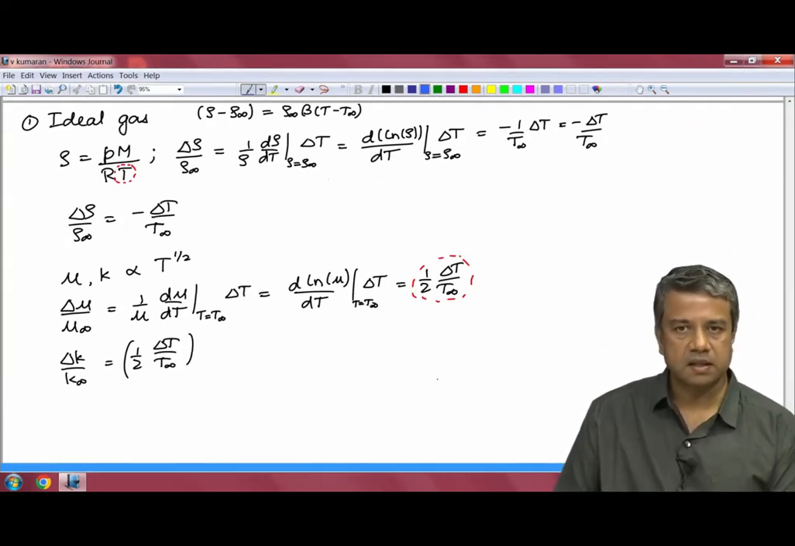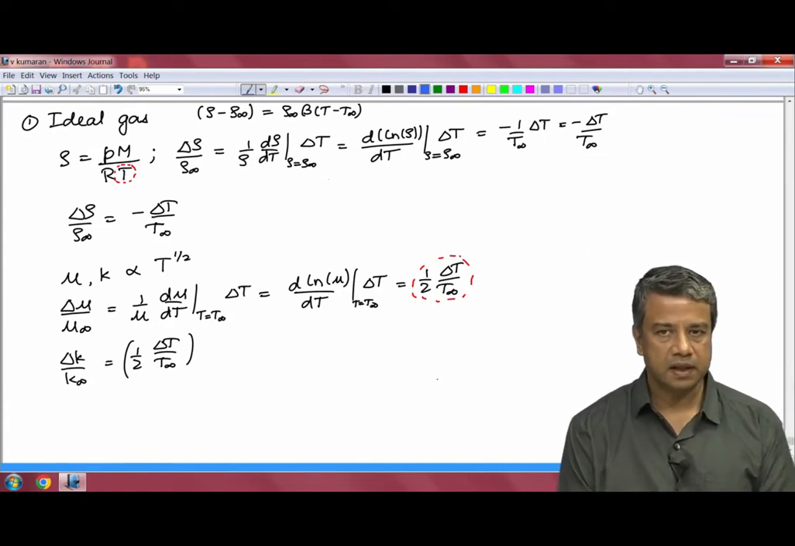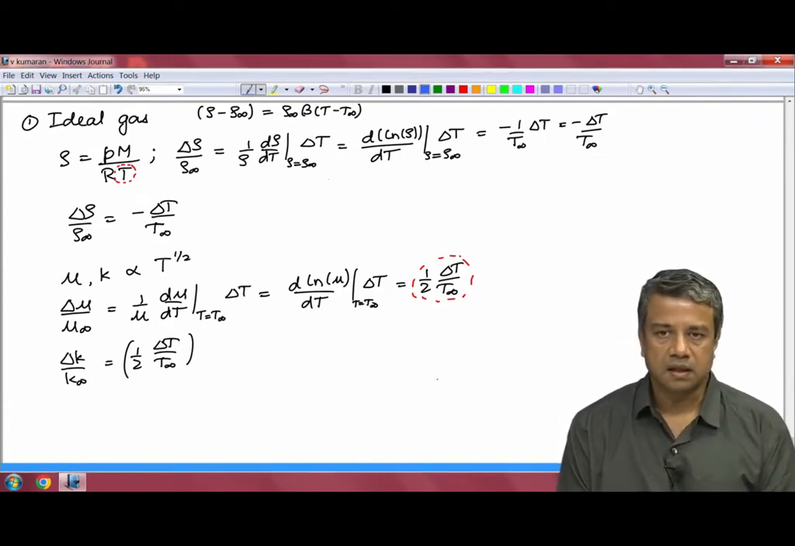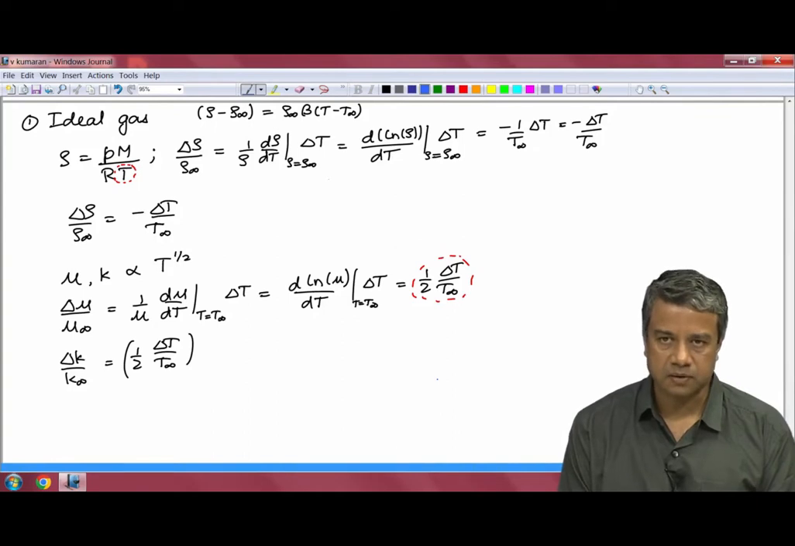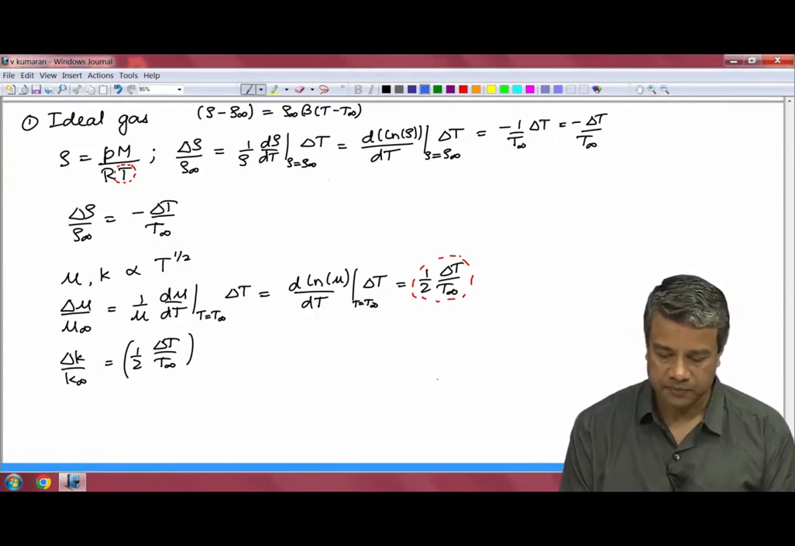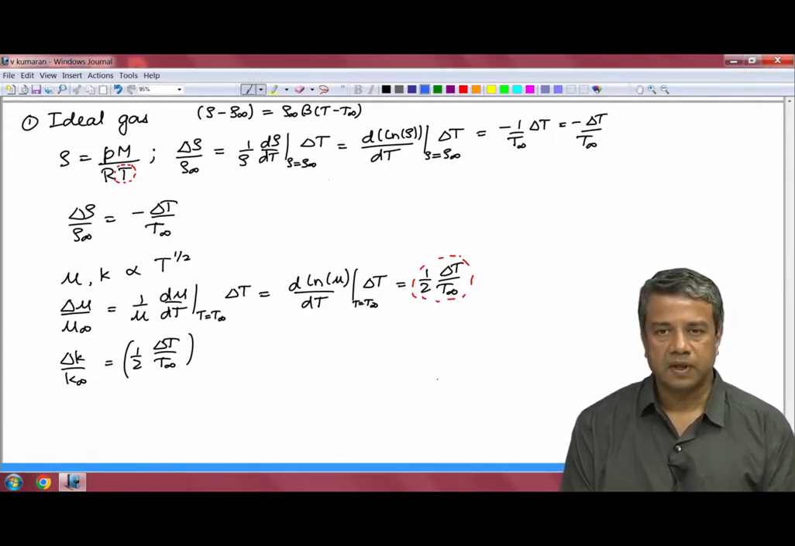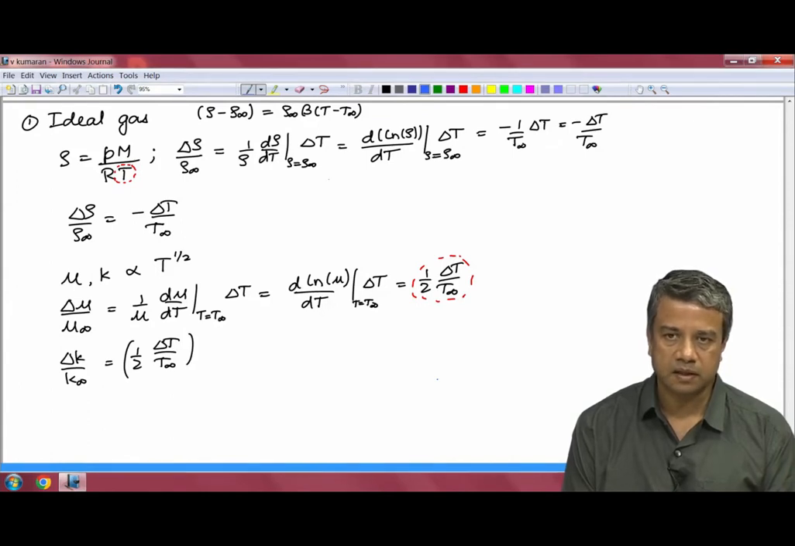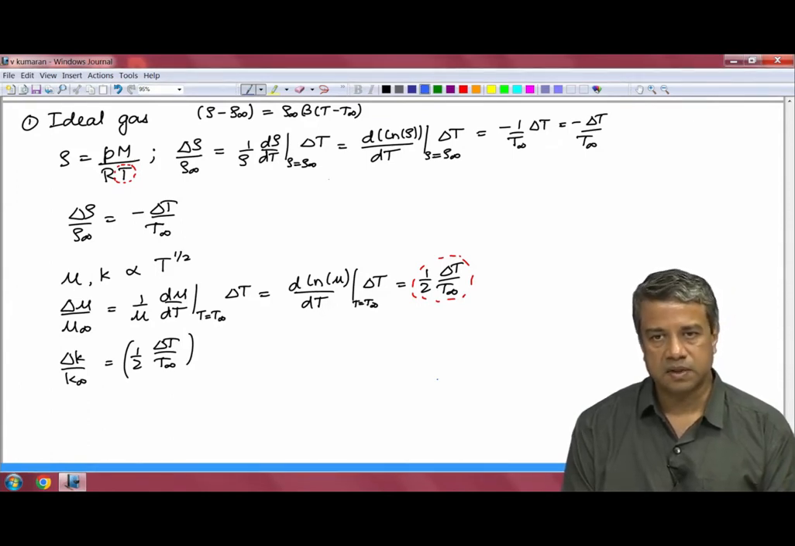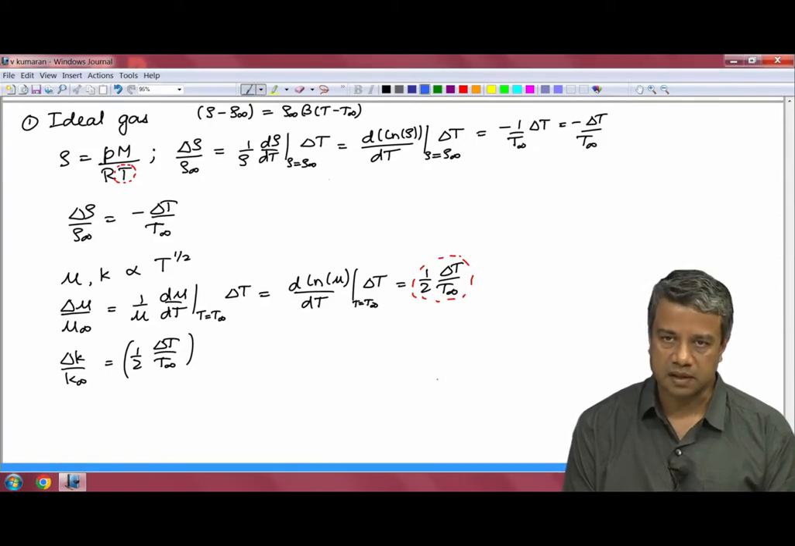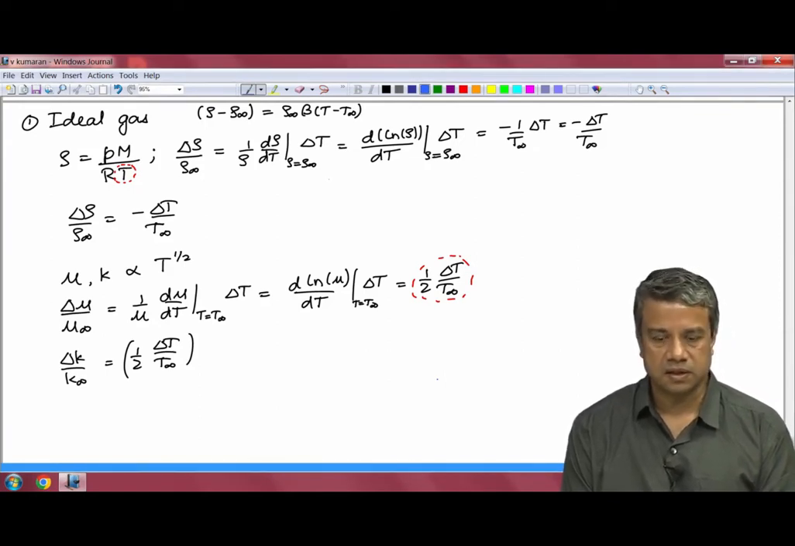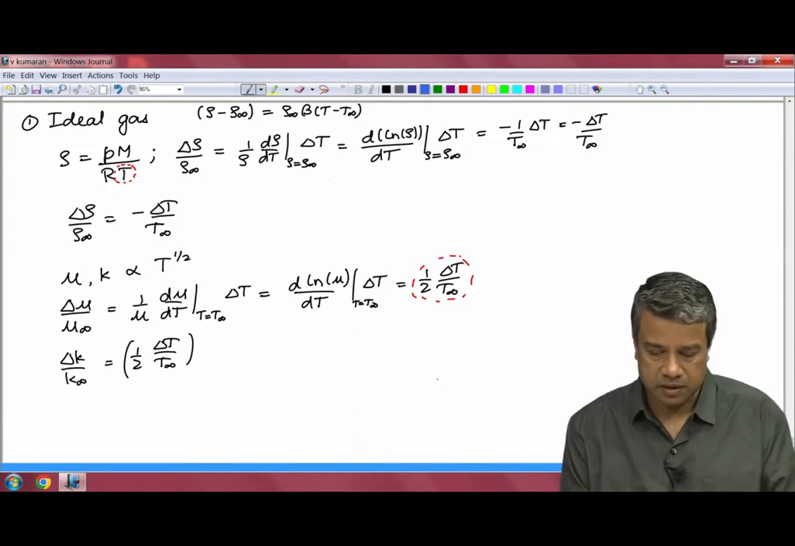And I discussed conditions under which this is valid. For an ideal gas, the density is inversely proportional to the absolute temperature. The viscosity and thermal conductivity are proportional to T to the half, where T is the absolute temperature. And therefore, the Boussinesq approximation is valid when the difference in temperature between the object and the ambient is much smaller than the absolute temperature in Kelvin. Okay. So, under those conditions, the Boussinesq equations can be used.